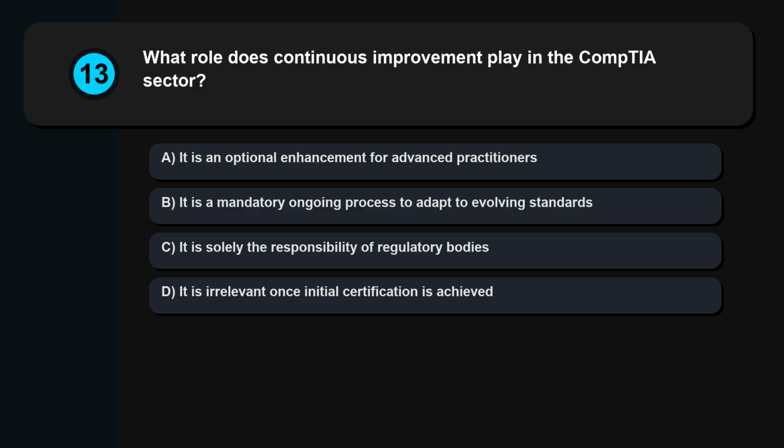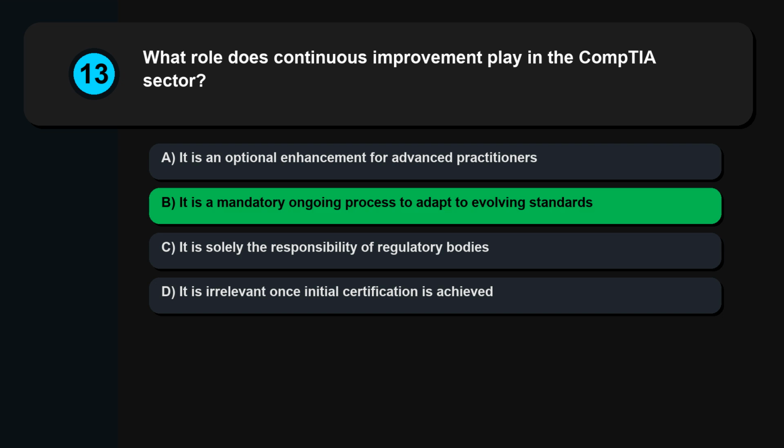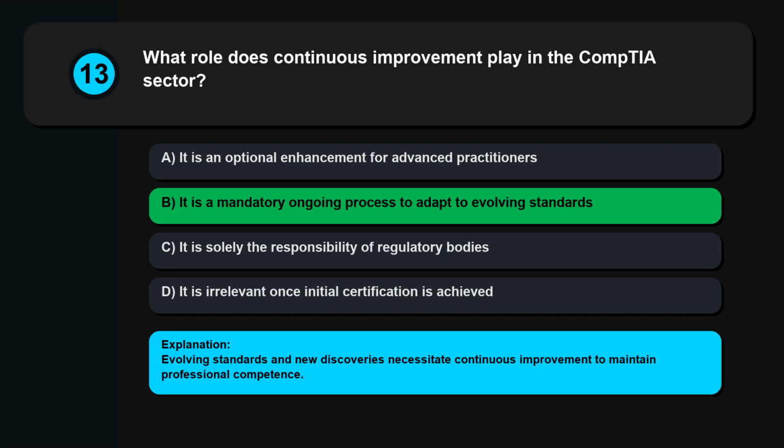Question 13. What role does continuous improvement play in the CompTIA A+ sector? It is an optional enhancement for advanced practitioners. It is a mandatory ongoing process to adapt to evolving standards. It is solely the responsibility of regulatory bodies. It is irrelevant once initial certification is achieved. Evolving standards and new discoveries necessitate continuous improvement to maintain professional competence.